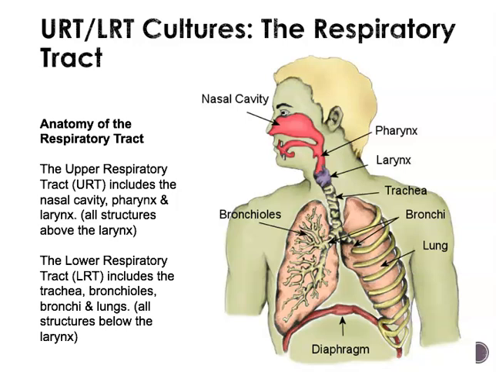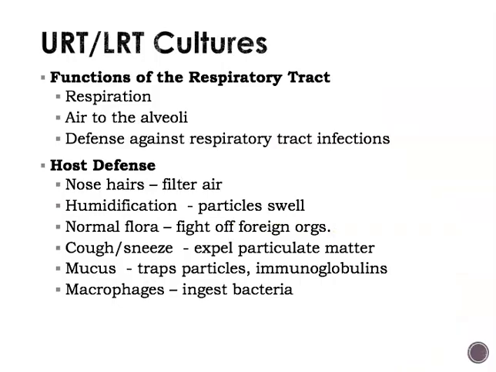The respiratory tract and GI tract are the two major connections between the interior of the body and the outside environment. Sorry, let me back up just a minute. Functions of the respiratory tract: it performs respiration. With that process, you've got exchange of oxygen and carbon dioxide. It delivers air from outside the body to the alveoli where that gas exchange occurs.